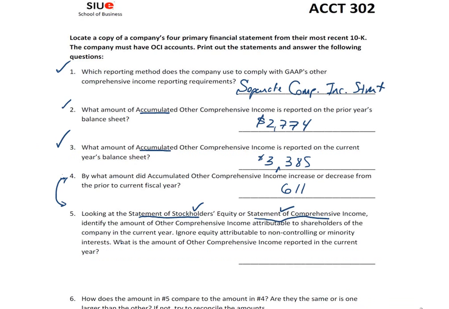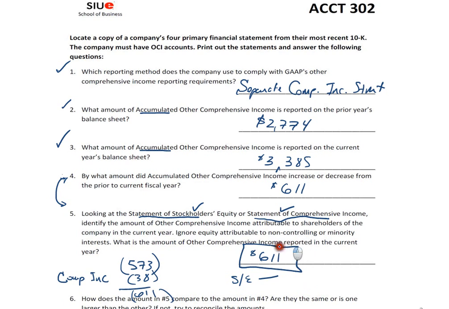So if we go back here, then we can say 611, and you might note stockholders' equity, and then in the comprehensive income statement, you might note it's 573 and 38, just off the side, okay? But the main answer you have to give me is right here, here, here, and here.